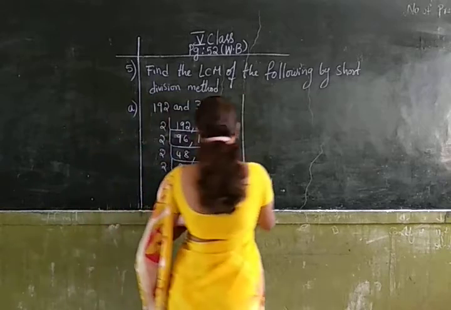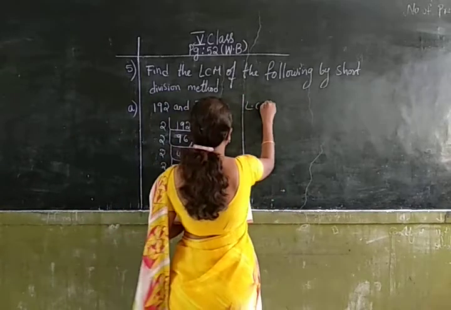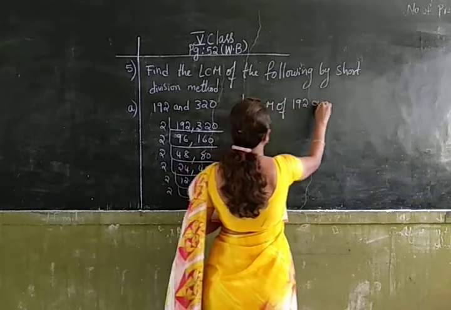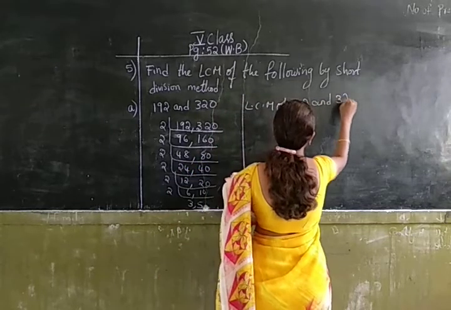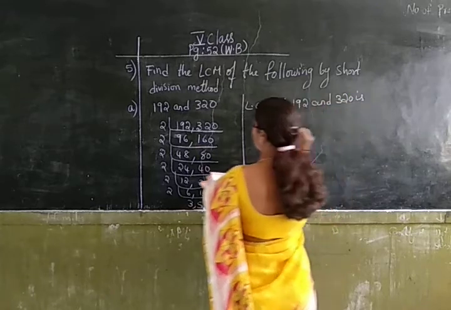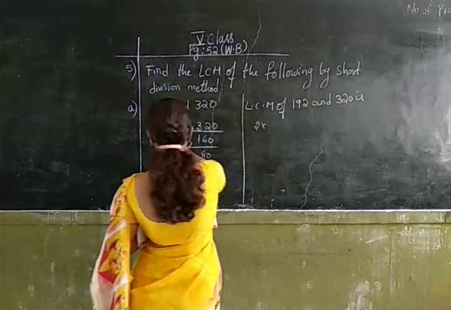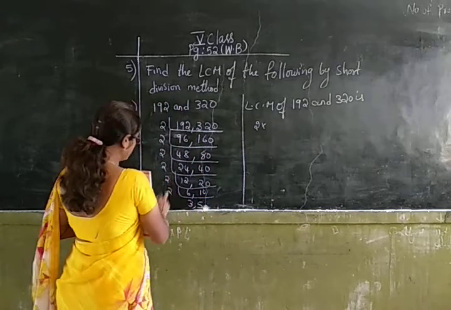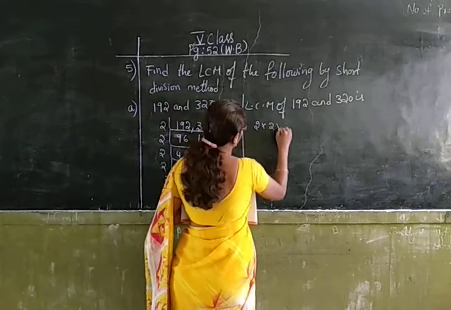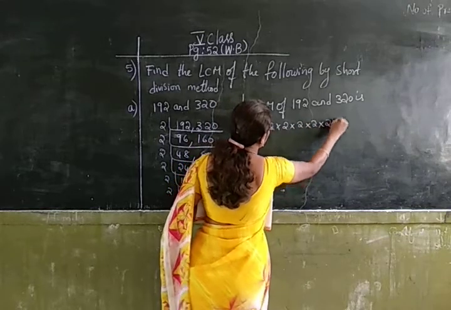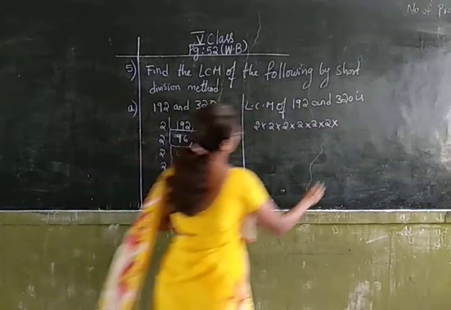So the LCM of 192 and 320 is, so you have to multiply all these numbers. How many 2's are there? 1 2 3 4 5 6 2's into 3 into 5.